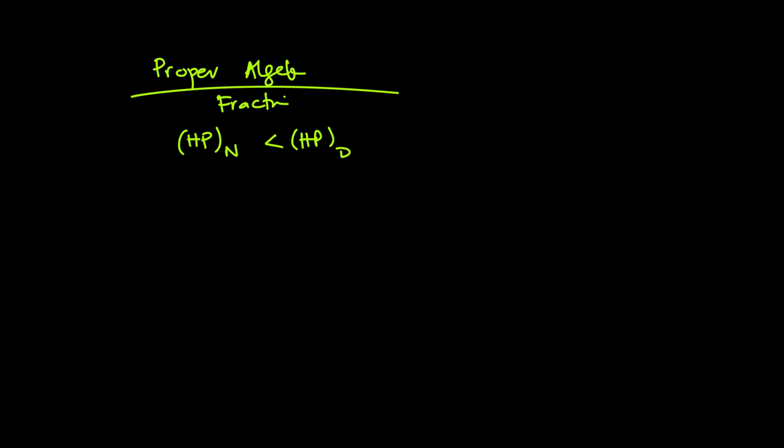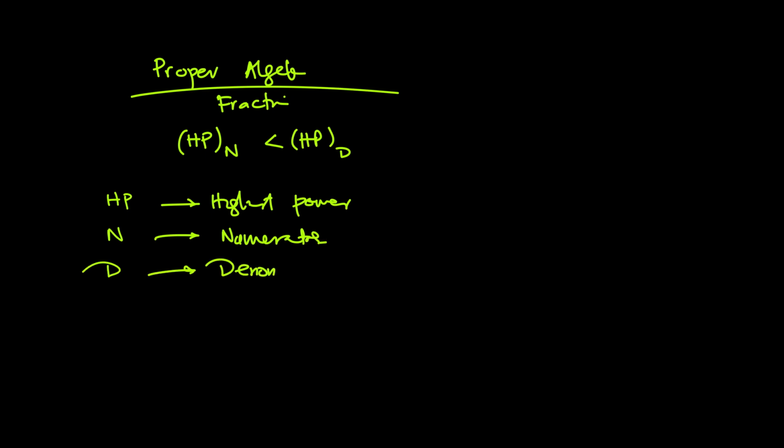A proper algebraic fraction is one in which the highest power of the numerator is lesser than the highest power of the denominator. HP stands for highest power, N denotes the numerator and D denotes the denominator. So the highest power of numerator is lesser than the highest power of denominator.